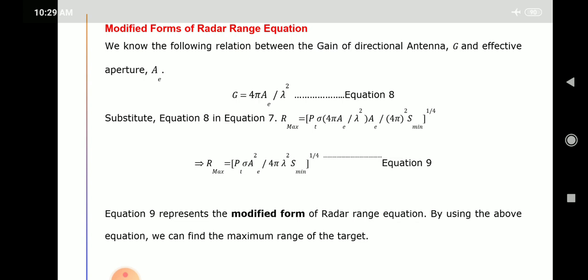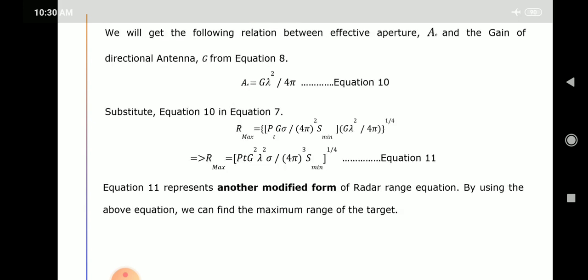Now this is the modified equation. We know the following relation between the gain of the directional antenna G and the effective aperture AE: G is equal to 4 pi AE upon lambda square. Now substitute equation number 8 in equation number 7, and we get R maximum is equal to PT sigma AE square upon 4 pi lambda square S minimum to the power 1 by 4. Equation 9 represents the modified form of the radar range equation. By using it, we can find the maximum range of the target.